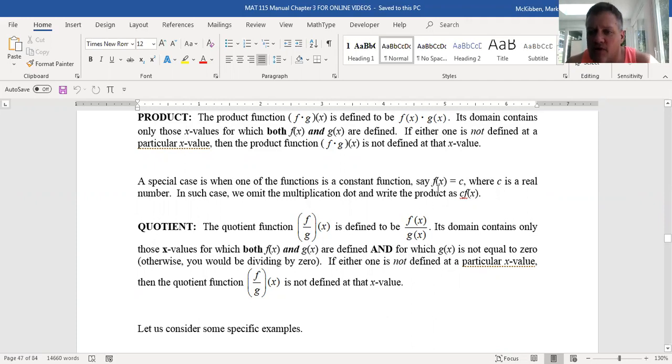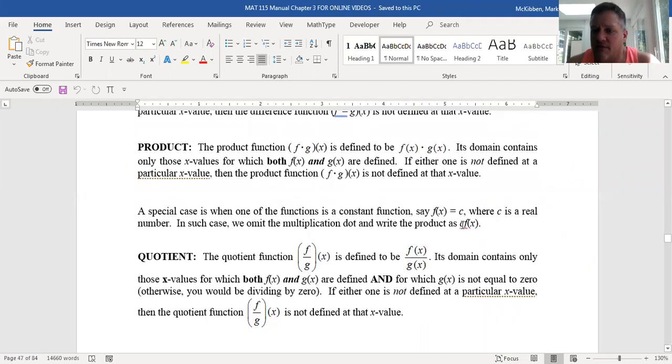All right, and then up here, notice with the products, I had mentioned a special case. If one of the functions itself is a constant, then oftentimes what you'll see is the function a number times f, like 2f or minus 3g. You'll often see the notation written like that. And all it means is multiply every one of the functional values f of x by that constant.